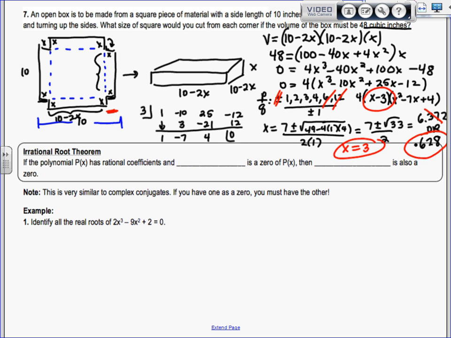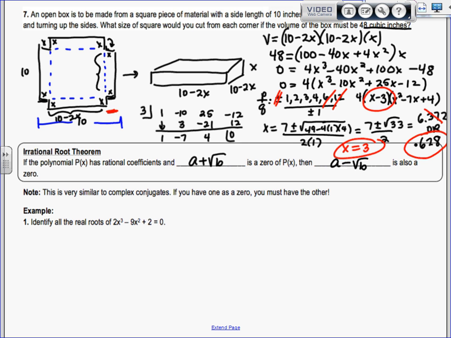All right, the irrational root theorem says if the polynomial p of x has rational coefficients and a plus the square root of b is a 0, then a minus the square root of b is also a 0. This comes from the quadratic formula, just like the i ones. Remember when we had 2 plus 3i is a 0, then 2 minus 3i is also a 0. Same idea. It's coming from the quadratic formula. So let me show you an example.